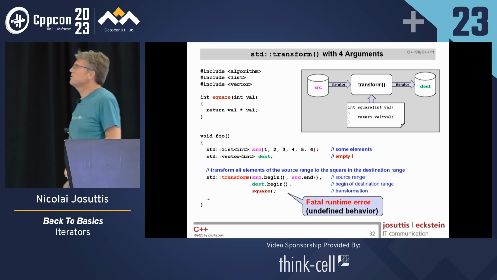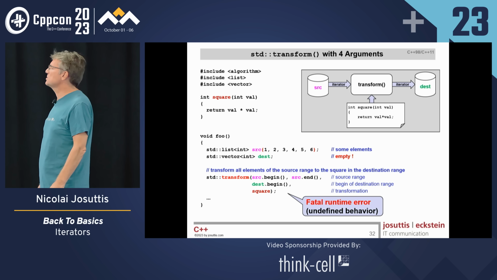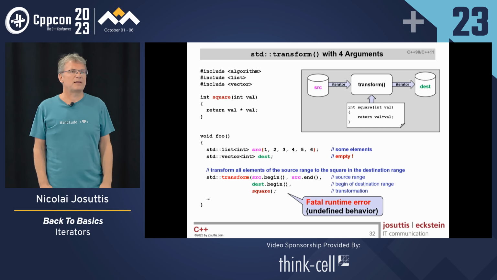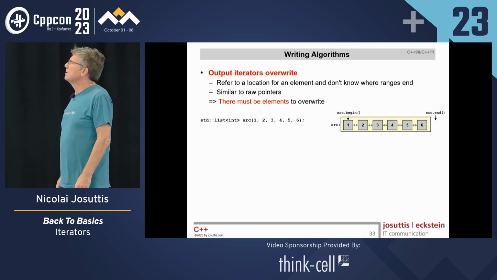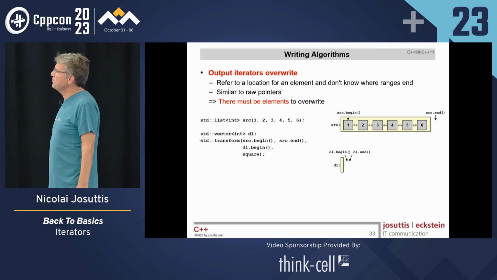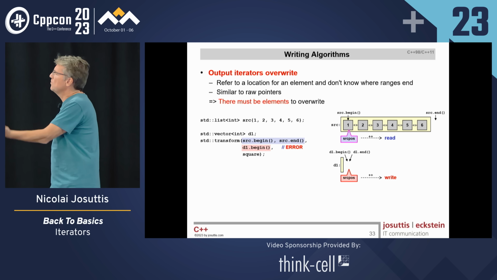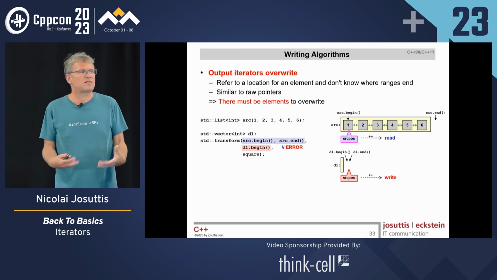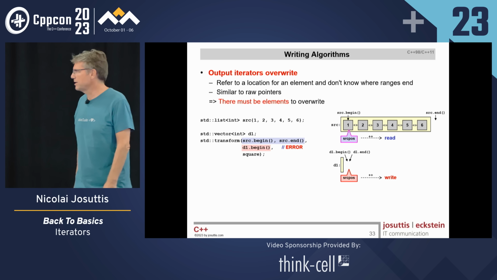So think about, you make the following. You say, my source has 6 elements. My destination is empty. That's a fatal runtime error. Again, undefined behavior. Here's the point. Your source has a usual begin and end. Your destination is empty. You call transform. You iterate reading from the source. You iterate writing at the destination. But there is no memory. You overwrite other data. Not a good idea.